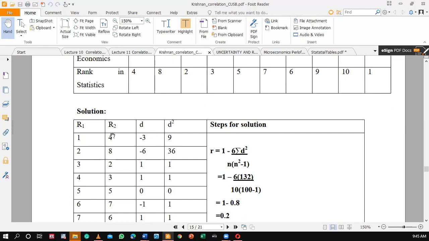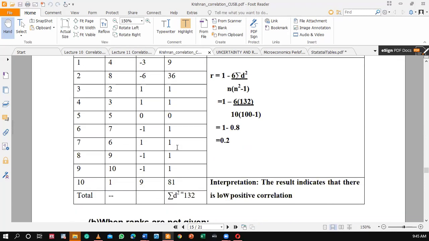For the difference, subtract R2 from R1. So 1 minus 4, you put your answer here. 2 minus 8, you put your answer here. Then you square all the observations of D. When you square them, you sum them up. So sigma D squared here is 132.